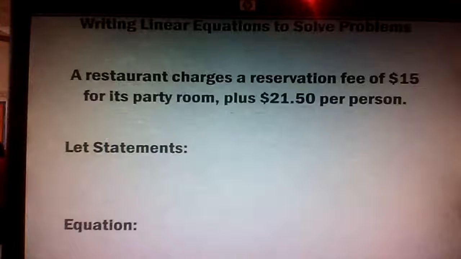So the biggest thing when you're dealing with words is you have to decipher what is your starting point and what is going to change every time. What is your slope? So it says a restaurant charges a reservation fee of $15 for its party room plus $21.50 per person.